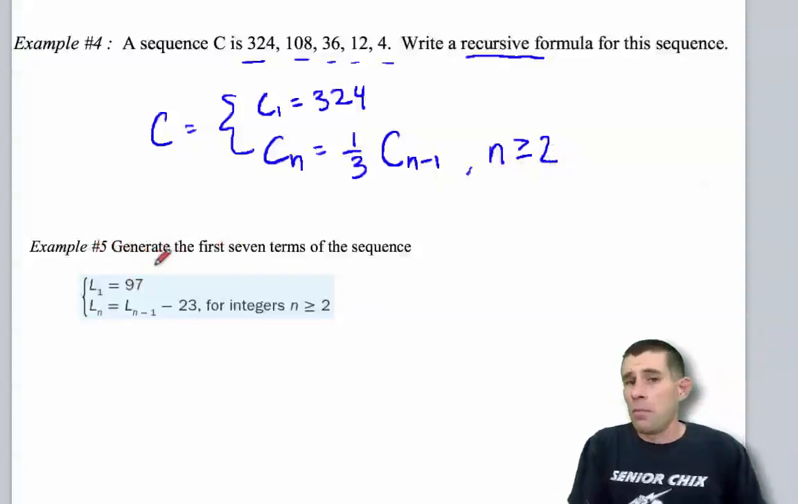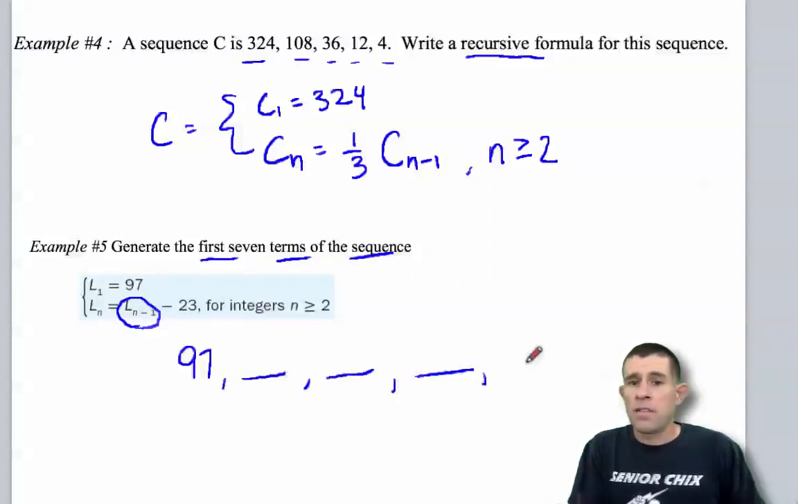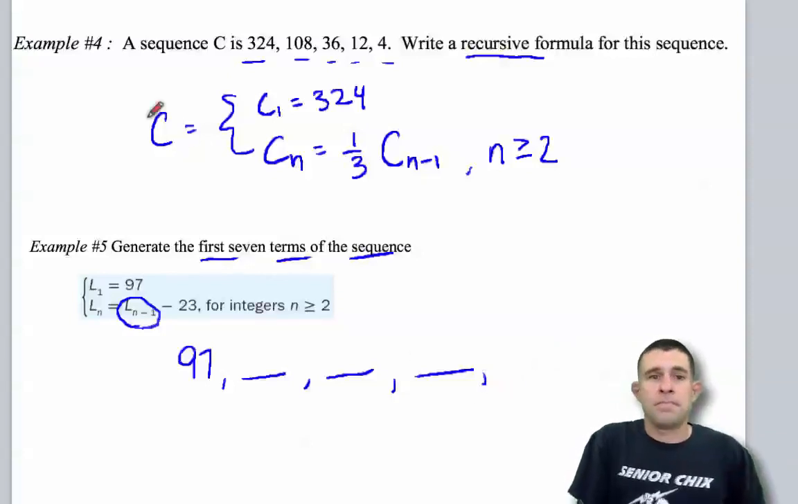All right. In example 5, we want to generate the first 7 terms of this sequence. Well, you know how to do this by now. Your first term is 97. It looks like we're taking the previous term and subtracting 23. So go ahead and find the next 6 terms.